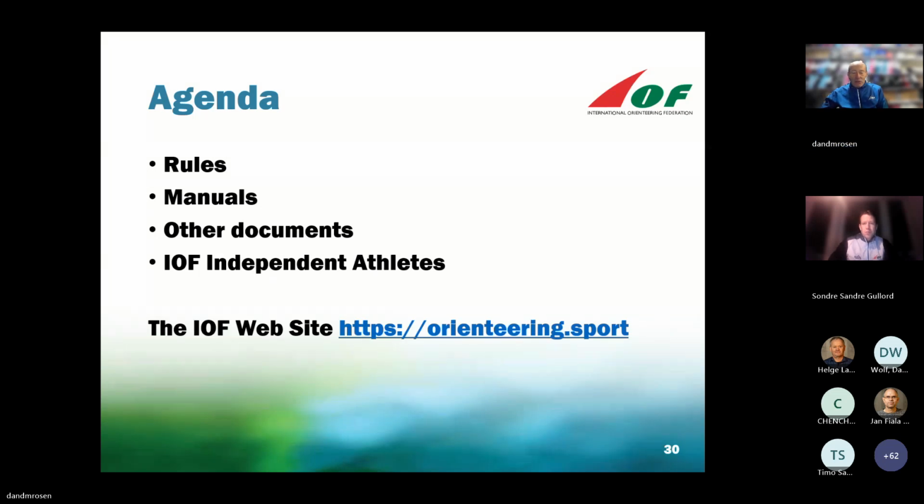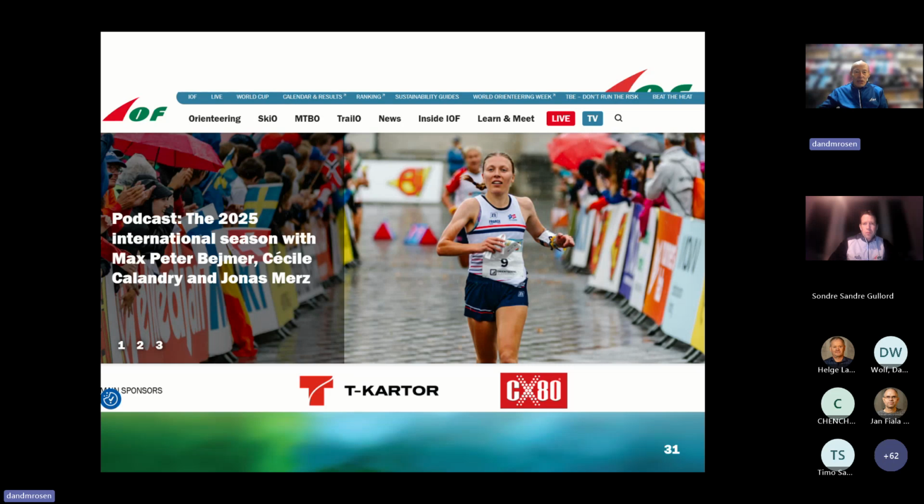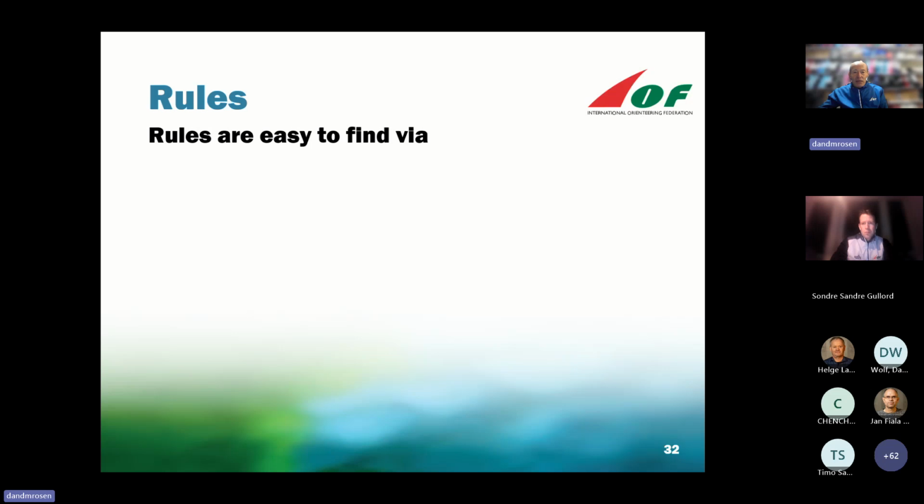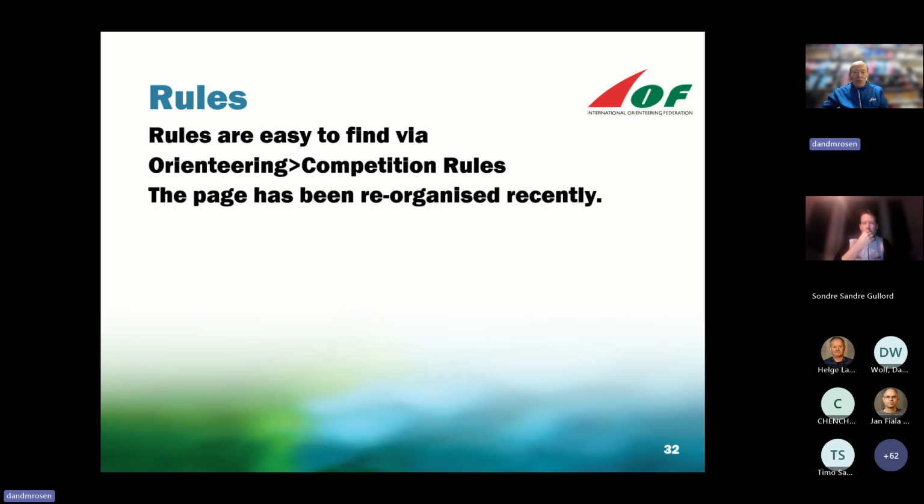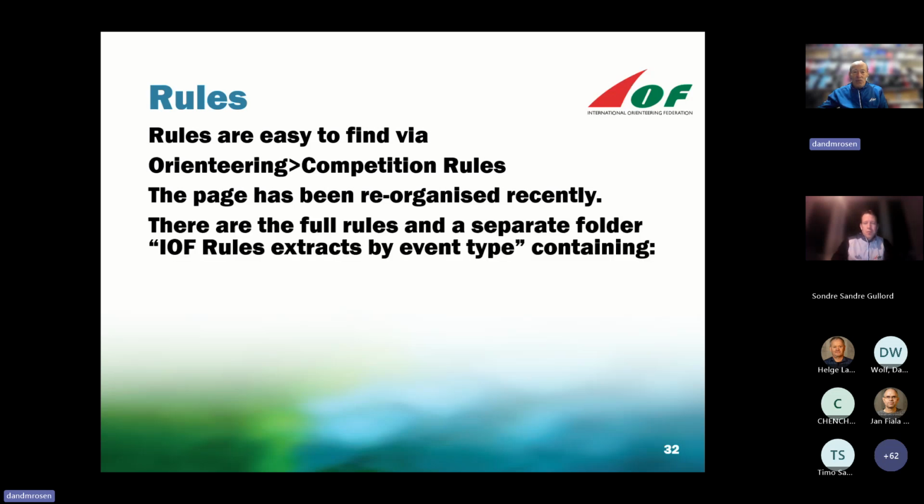So we're talking about the IOF website, which is orienteering.sport, and here's the front page. And most of the things that we're looking at will be got at via orienteering, and you'll see that orienteering here means foot orienteering. So the rules are easy to find via that orienteering link, and it'll offer you competition rules. And this page has been reorganized recently, so they're a bit more logical.